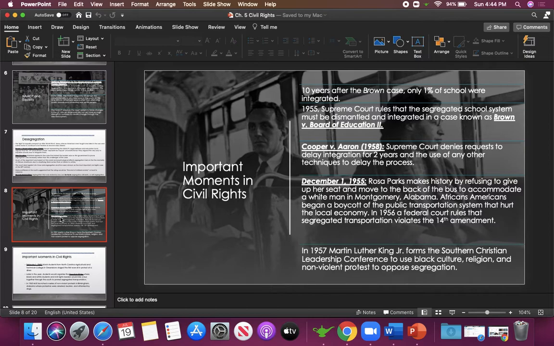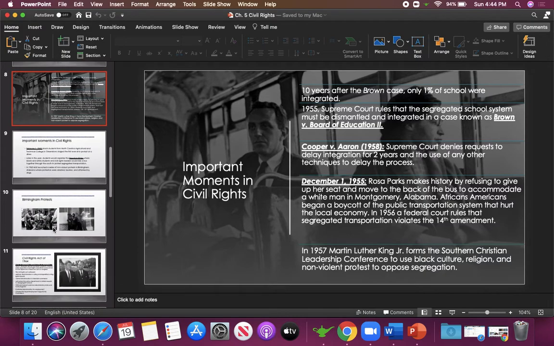In 1956, the federal court rules that segregated transportation is a violation of the 14th Amendment and it has to stop. 1957, a young man named Martin Luther King Jr. forms the Southern Christian Leadership Conference as a way to organize African Americans and use black culture, religion, and nonviolence to oppose segregation. And we'll talk more about that in a moment.